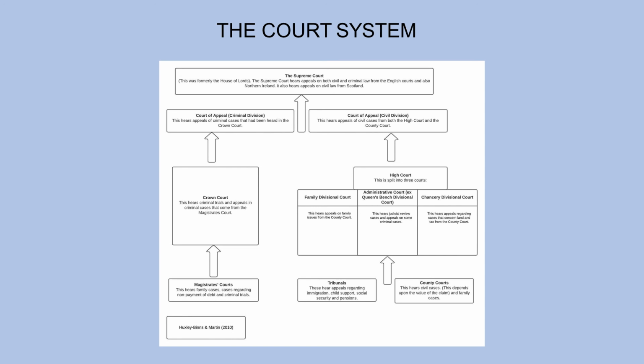Looking at the court structure, criminal, below the Crown Court we have the Magistrates' Court. Now, this hears family cases regarding non-payment of debt and also criminal trials. When we look at the civil side, we can see there's the county courts. Now, a county court hears civil cases, and this depends on the value of the claim though, and it hears family cases. There are also tribunals. Now, these hear appeals regarding immigration, child support, social security and pensions.